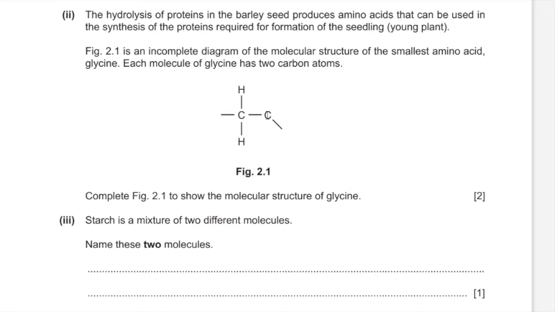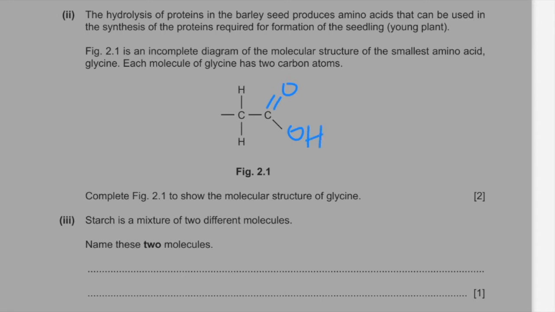So you have 2 of the carbon atoms drawn already. The terminal carbon atom is part of a carboxyl group. So you'd have carbon double bonded to an oxygen and single bonded to an OH group. And on the other end, you'd have an amine group. So here's the carboxyl group, and here's the amine group.